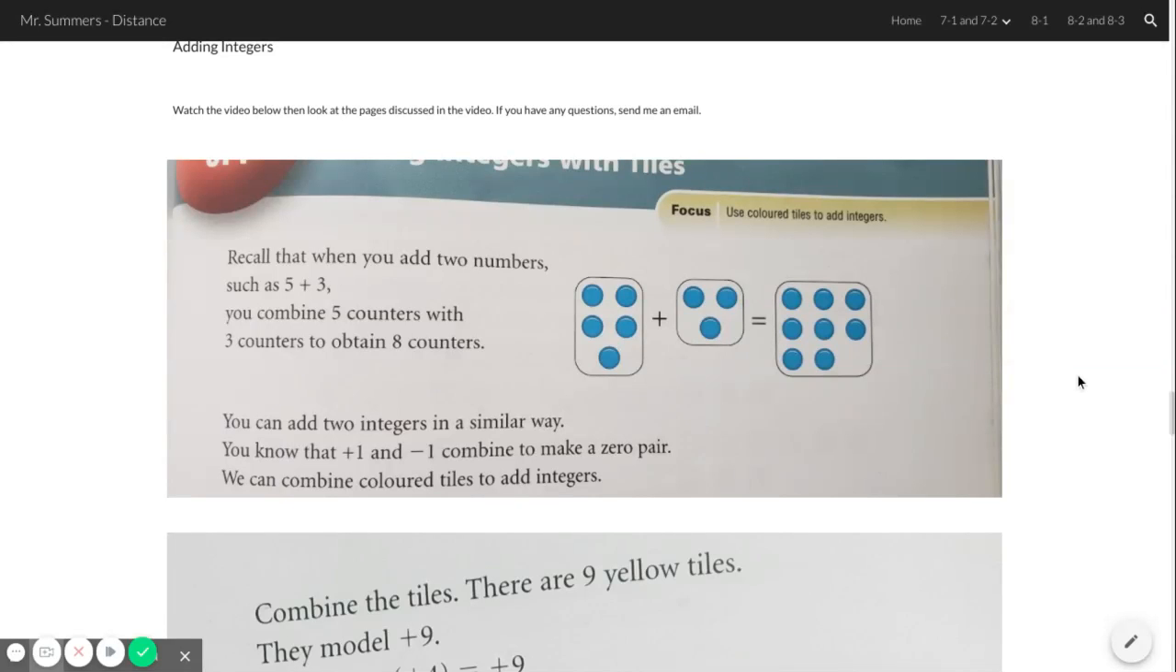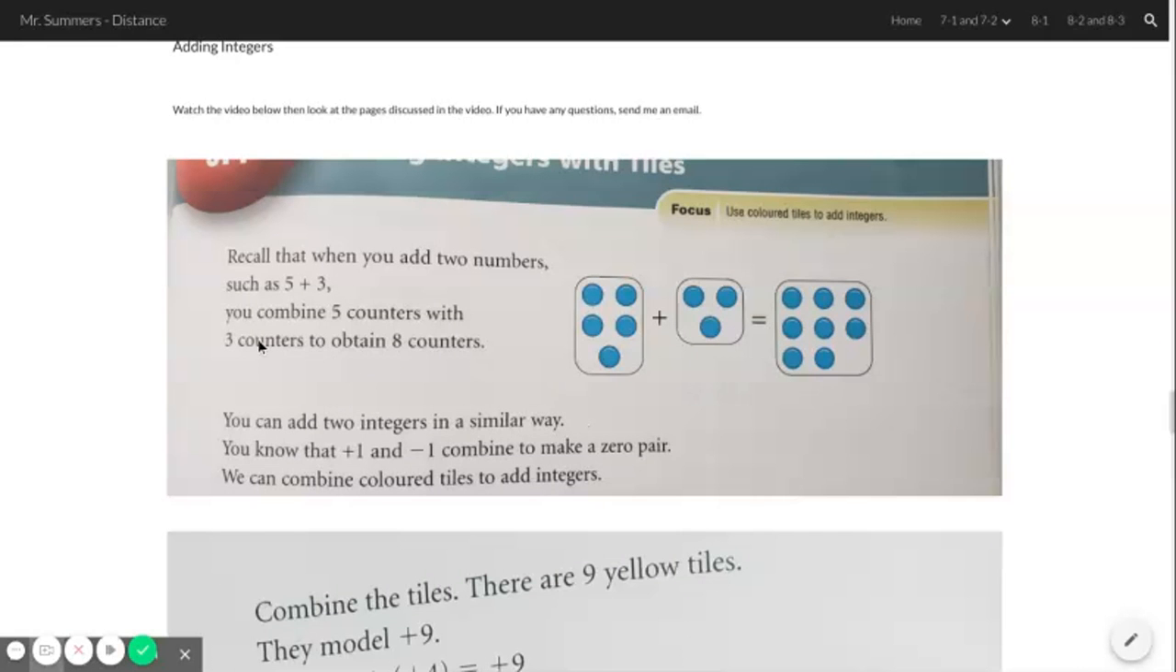All right. Now that we've talked about representing integers, we're going to focus now on adding them together. Now, you've been doing addition of positive integers for several years, right? For example, positive 5 plus positive 3 equals positive 8, right?